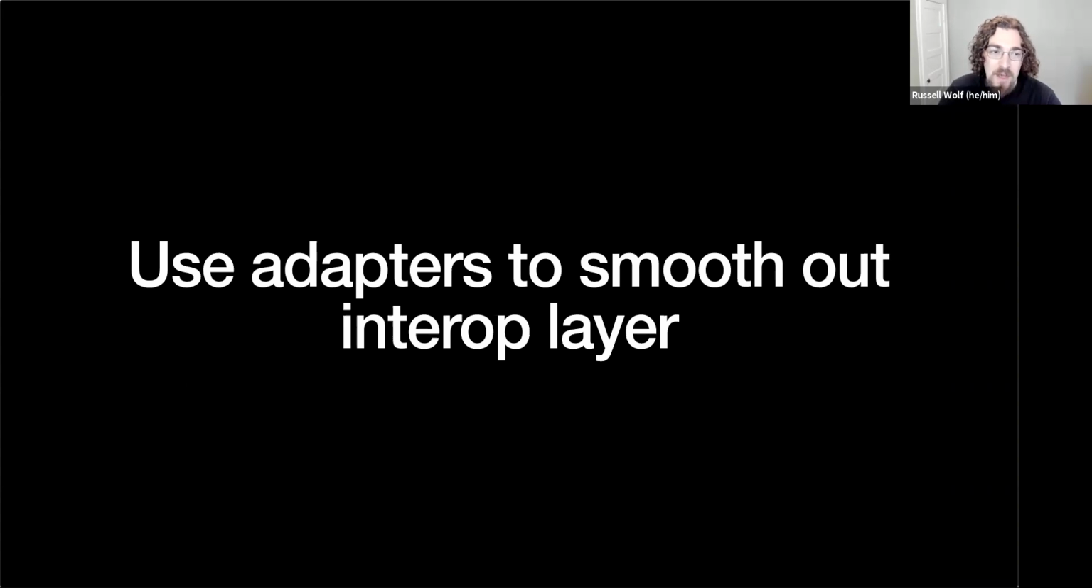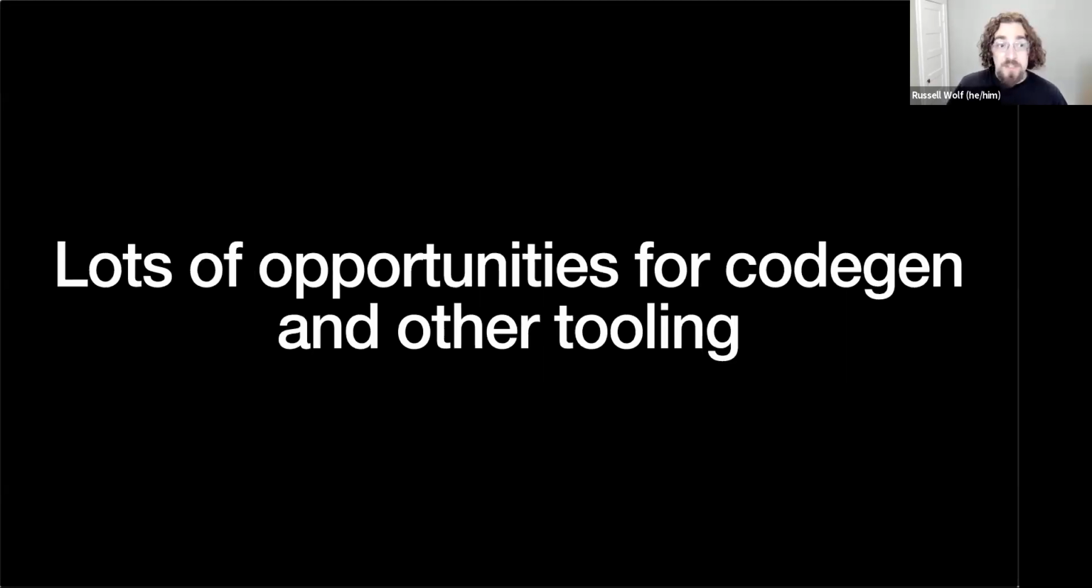But it's possible to keep the funky interop code to a thin layer at the interop boundary, and then when you're far away from that, your Swift code can just look like Swift code, your Kotlin code can just look like Kotlin code. In all this stuff, there's a whole lot of opportunities for code gen and other bits of tooling to make it nicer.